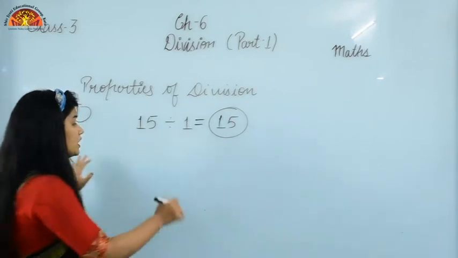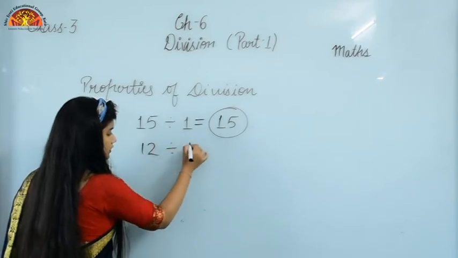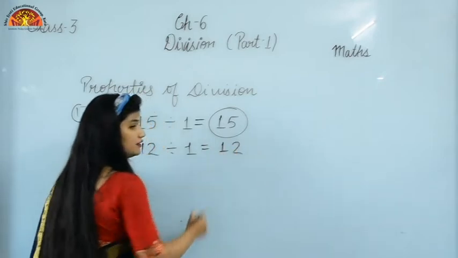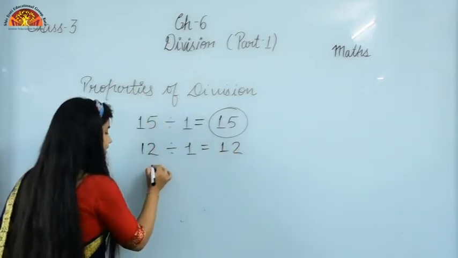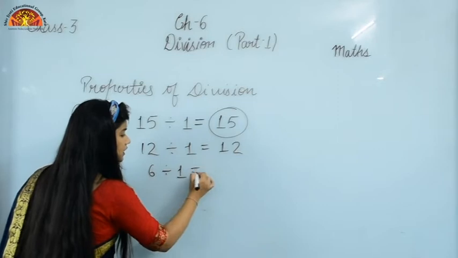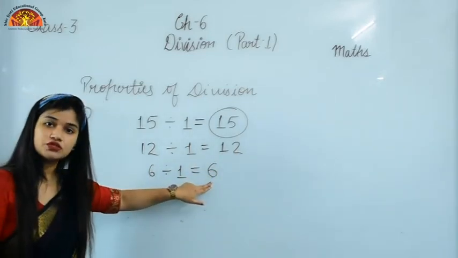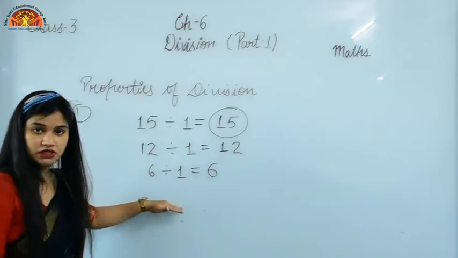Is it clear? If you are dividing 12 by 1, आप 12 को 1 से divide करोगे, again you will get the answer 12. Suppose you are dividing 6 by 1, आप 6 को क्या कर रहे हो, 1 से divide कर रहे हो, so your answer will be 6 as it is. Is it clear, students? So this is the first property of division.